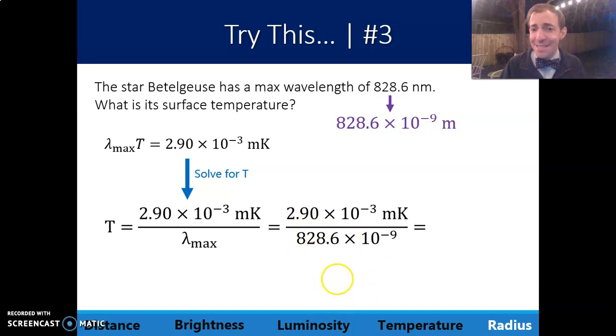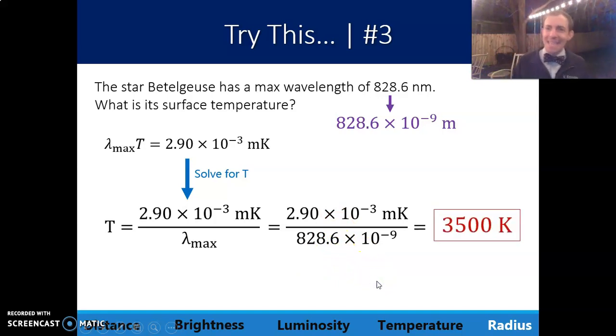Now plugging that into my calculator, making sure that I'm using my exponent key to help me out, I find that that temperature is about 3,500 degrees Kelvin. So far, just from measurements that we've taken here on Earth, we can find the distance, the brightness, the luminosity, and the temperature of this star. We have one more to go.